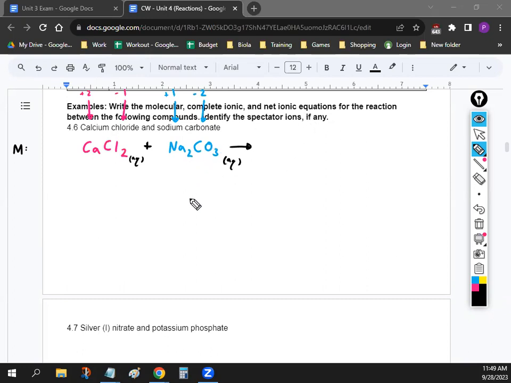But how do we know that calcium chloride was soluble without the sheet? Yeah, that one you would have to look at the sheet.